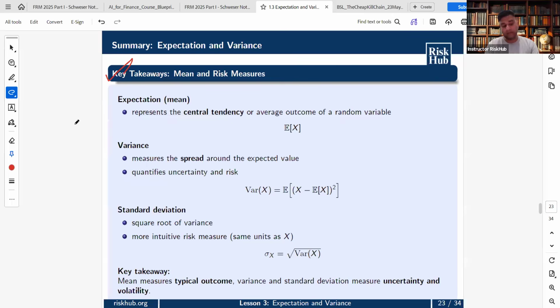Standard deviation, sigma, is the square root of Var(X), and measures volatility, practical risk. Why use standard deviation? Because it has the same unit as the original variable. Example: return units are percentage, variance units are percentage squared, standard deviation units are percentage. Much easier to understand.